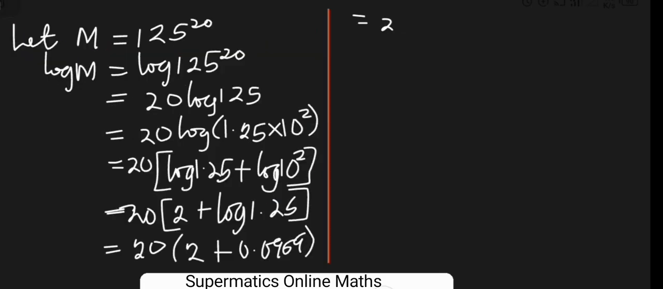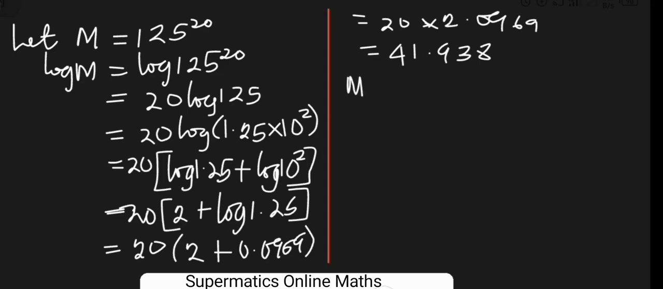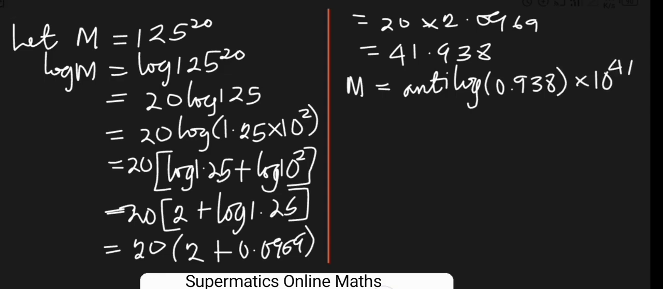That's the product of 20 and 2.0969, which is 41.938. So that means m is actually the antilog of the decimal part, that's 0.938, times 10 to the power of the integer part, 10 to the power of 41.